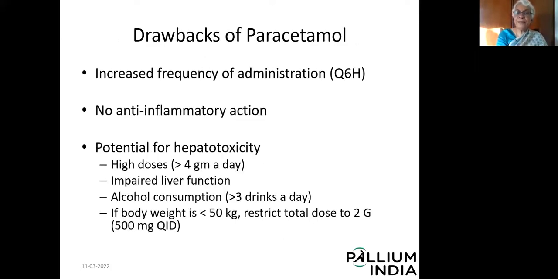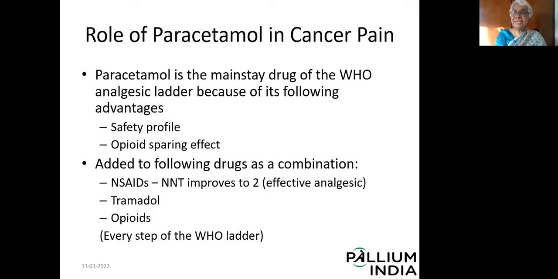But there are certain drawbacks of paracetamol, and that is it has to be given every 6 hours, so there is increased frequency of administration. It does not have an anti-inflammatory action, so in those patients where there is associated inflammation, it may not be as good as compared to your NSAIDs. It has a potential for hepatotoxicity, but only when it is given in high doses, in those with impaired liver dysfunction, when patients are taking more than 3 drinks a day, or if the body weight is less than 50 kg, we recommend giving only up to 2 grams of paracetamol per day. But it still can be given in patients with impaired liver function.